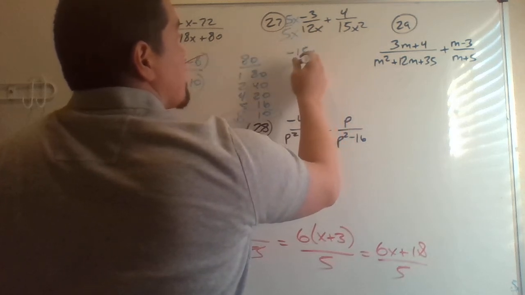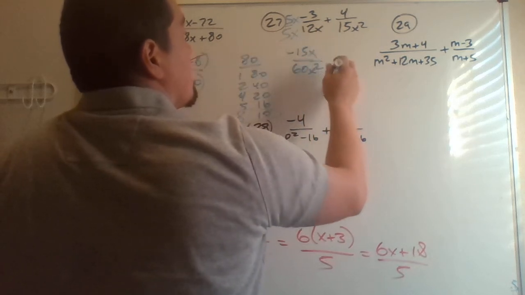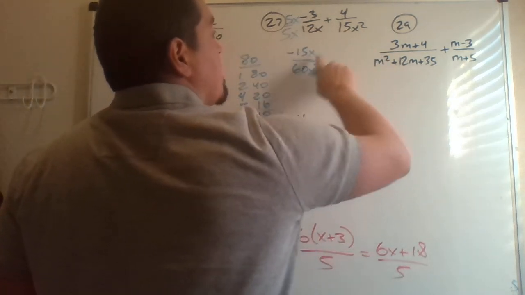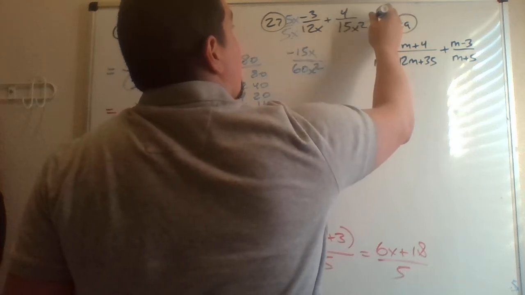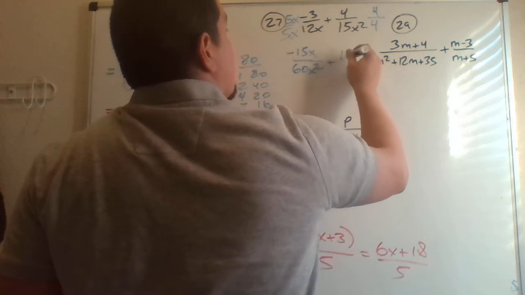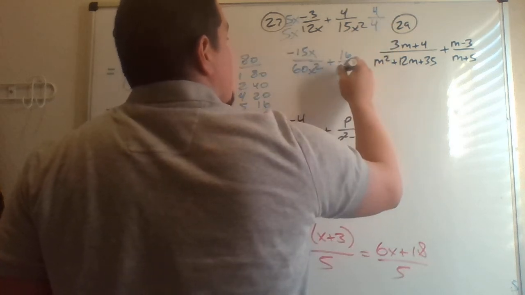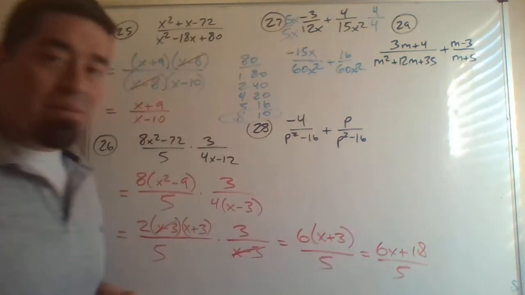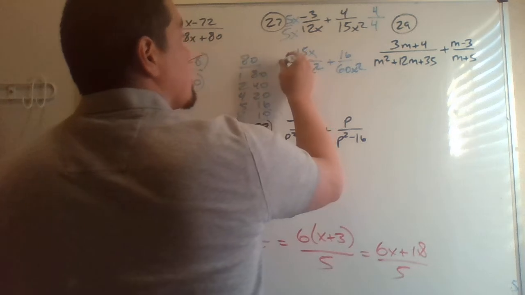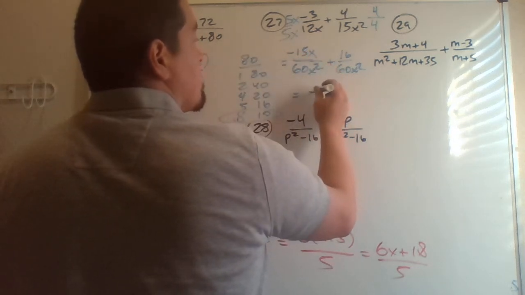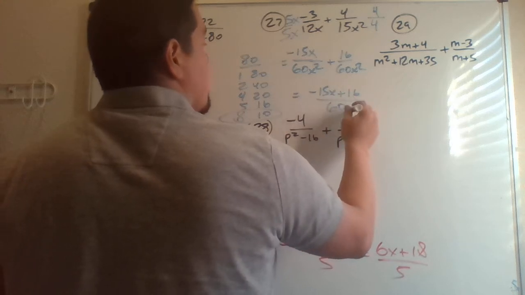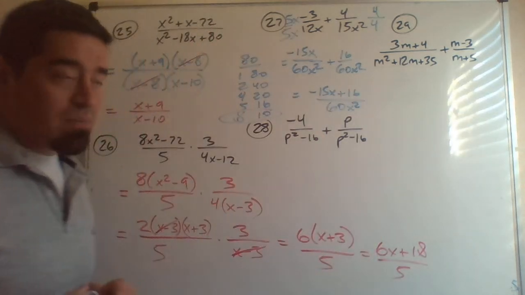5x times 12x, that's 60x squared. Now still here on this side, we want that same common denominator, so I need to multiply this one by 4 over 4, because this will give me 16 over 15x squared times 4 is 60x squared. And now I have common denominators. Now why do I want that? Because now I can combine these into one fraction, which will give me negative 15x plus 16 over 60x squared. And that'll be my answer.